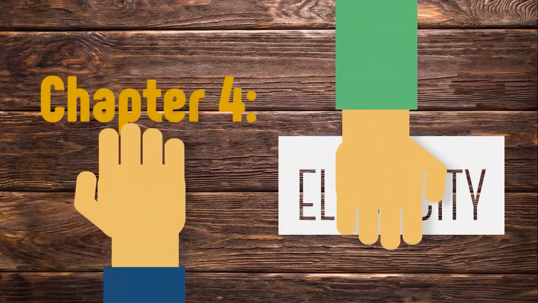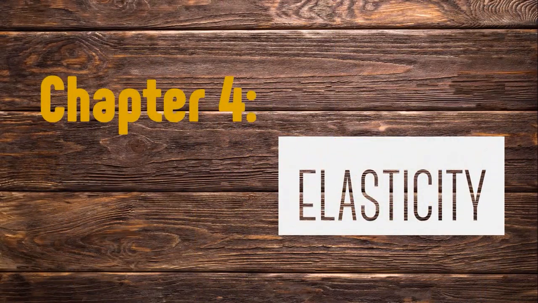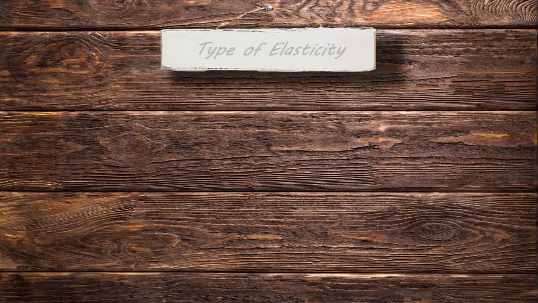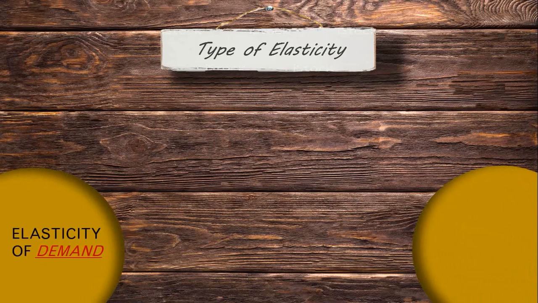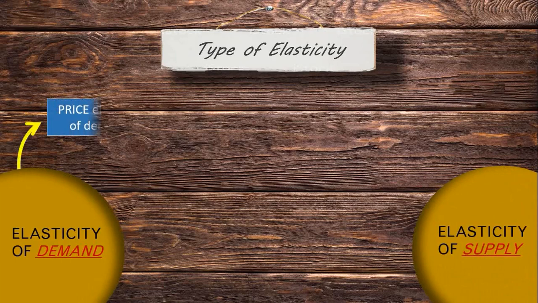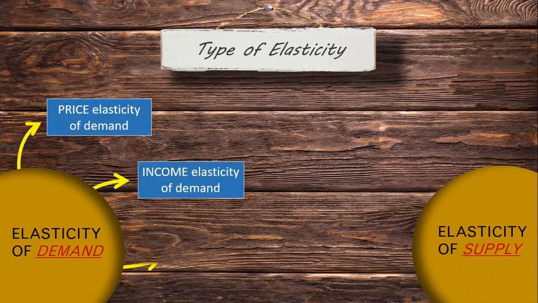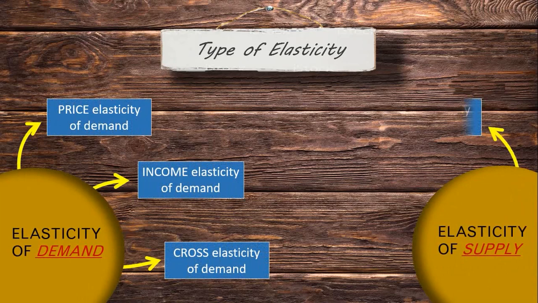This video will be covering Chapter 4, Elasticity. There are two types of elasticity, which are elasticity of demand and elasticity of supply. Elasticity of demand is divided into three parts: price, income, and cost. For elasticity of supply, it has only price beneath it.